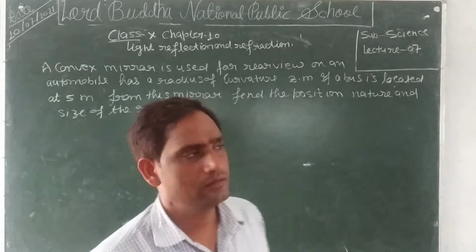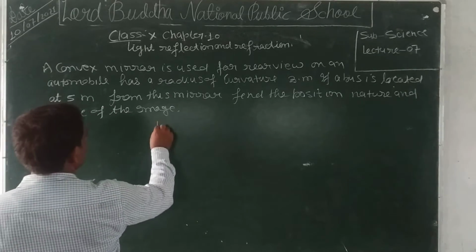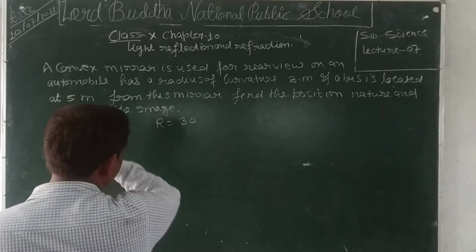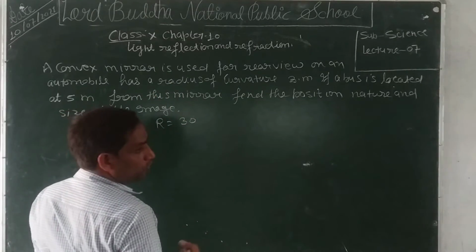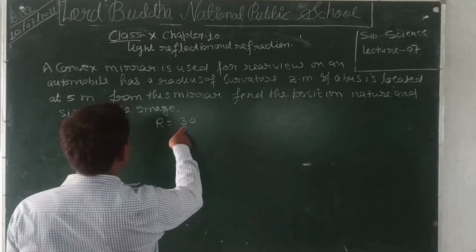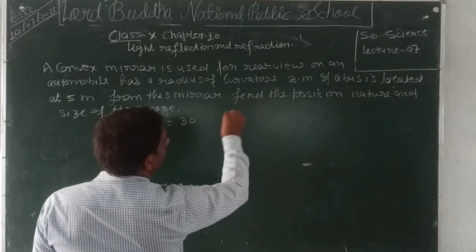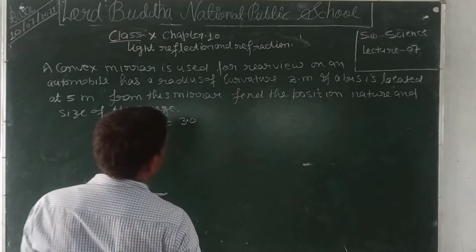As given, radius of curvature R is equal to 3, because we know that the radius of curvature of a convex mirror is positive while that of a concave mirror is negative. Clear? It means 3 meter, not 30, 3 meter.